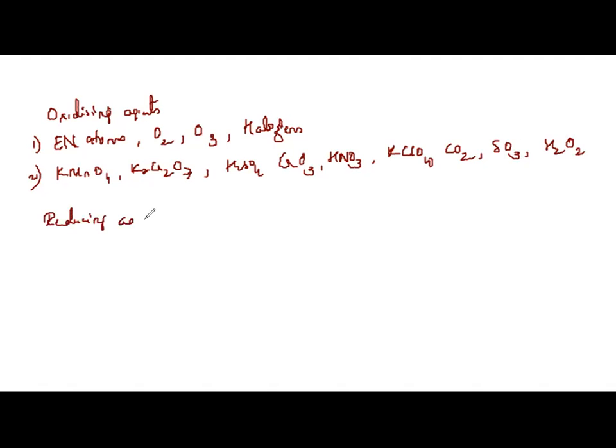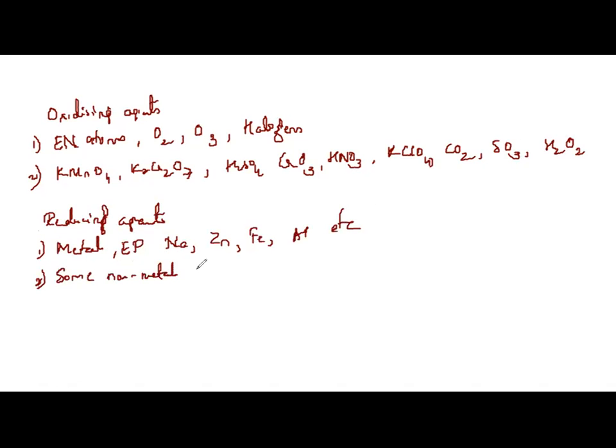Important reducing agents are, for example, metals which are electropositive. They act as reducing agents. For example, sodium, zinc, iron, aluminium, etc. all act as reducing agents. Then some non-metals also act as reducing agents. For example, carbon, H2, and sulfur act as reducing agents.